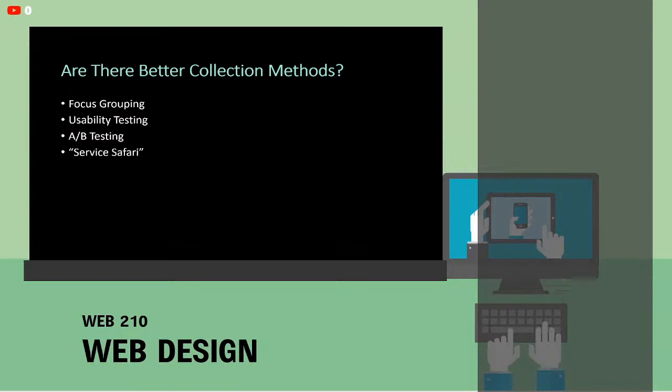Now, are there better collection methods? I'm not asking you to do any of these, right? Because I think they're kind of outside the scope. But these are other ways that we can collect data: focus grouping, usability testing, A/B testing, and what we call the service safari, which is kind of interesting.